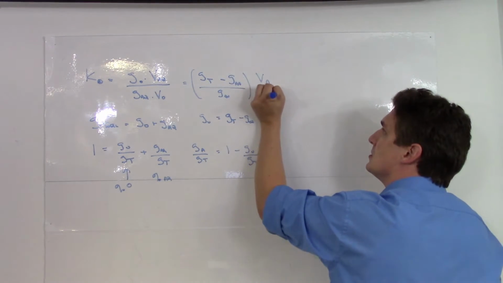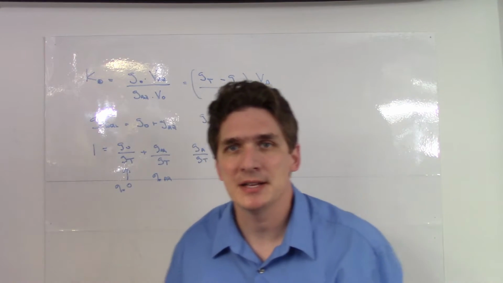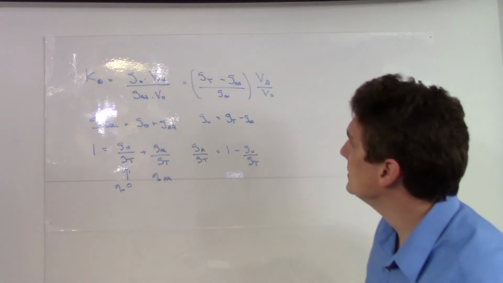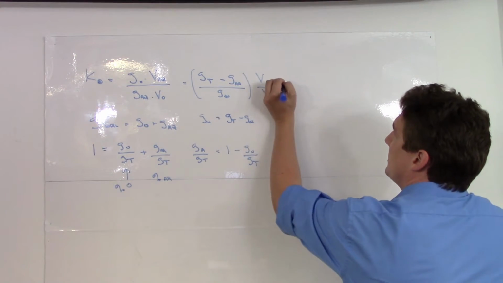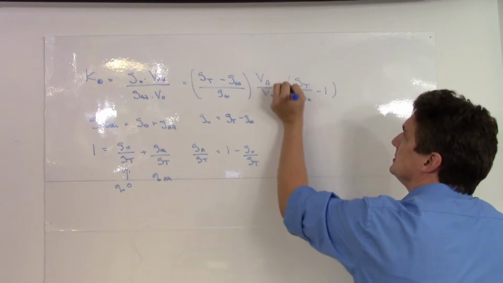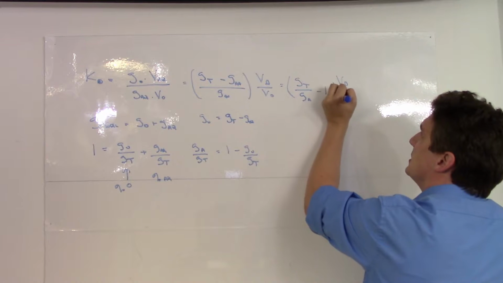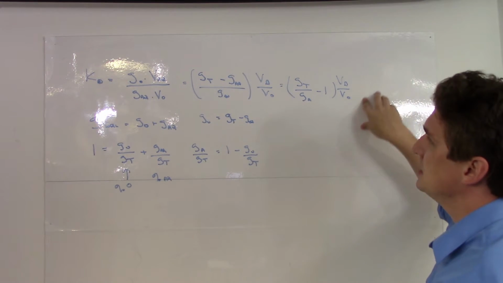V aqueous over V organic. And yet I realize this is like a lot of math I'm going through really fast, but play the video on like half speed. Hopefully that'll help. So if we simplify this ratio, we get GT over GA minus 1, volume of the aqueous phase over volume of the organic phase. And let's rearrange.